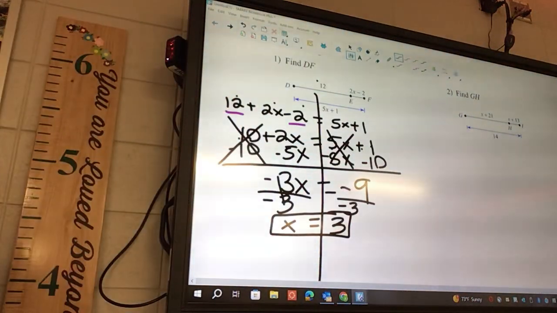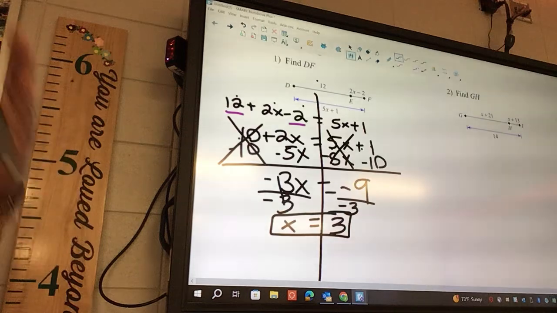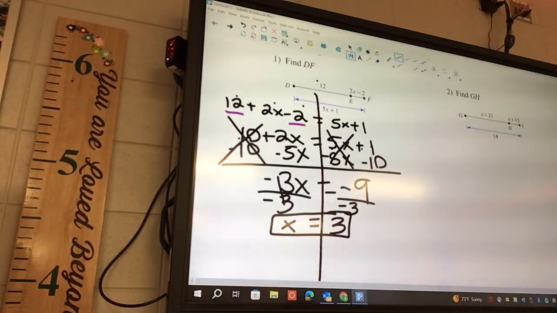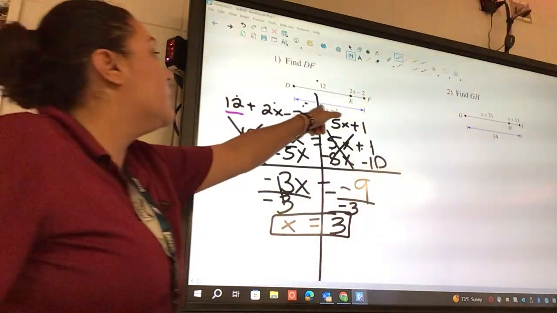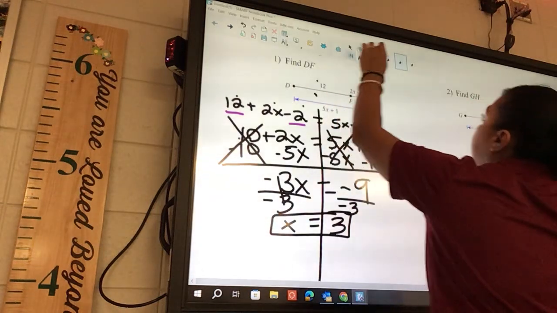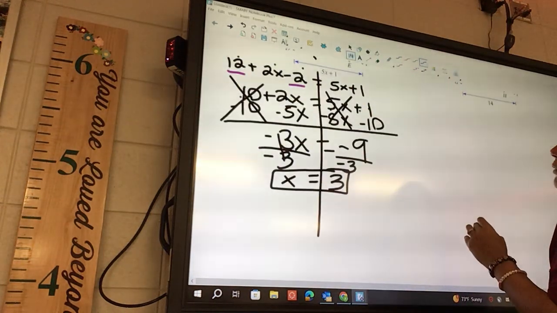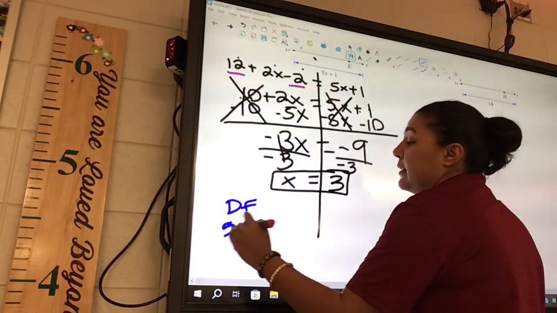Once you get the x part, you need to go back through and read the directions of what it's telling you to do. Did it say find x? Find df. Okay, what is df? Is that one of the smaller ones or the giant one? It's the giant one, right? So on my screen that's this blue one. It's the whole one. So my df is really what? df is 5x plus 1.